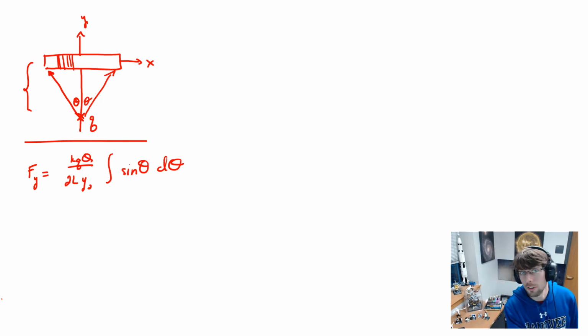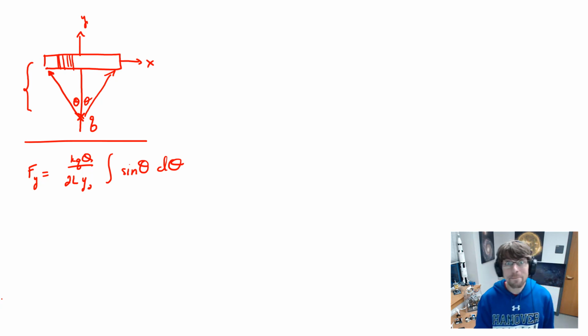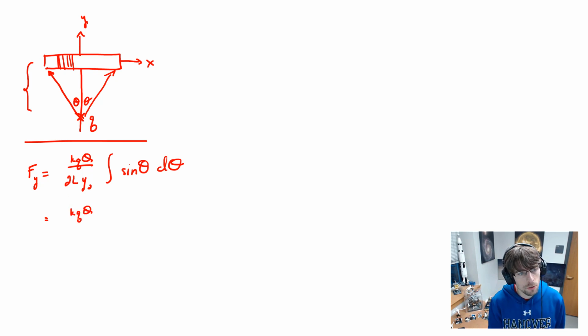We could have written that down directly when we first set up the problem had we been a little bit more careful. Okay? Well, we'll go ahead. We can integrate that, no problem, easy peasy. We have a kqQ over 2L y naught negative cosine of theta.